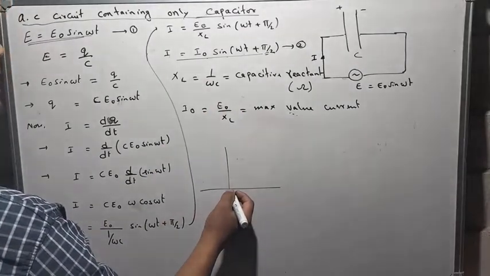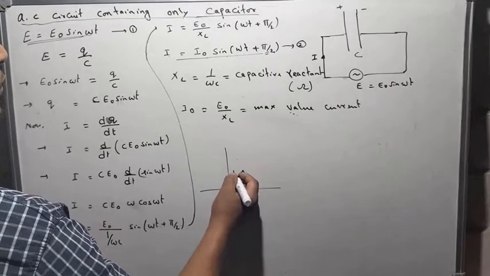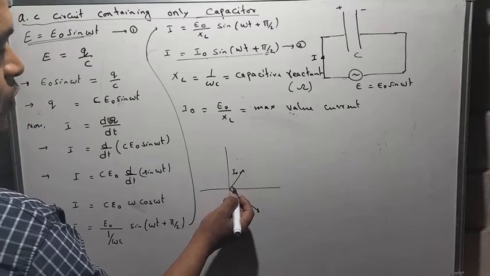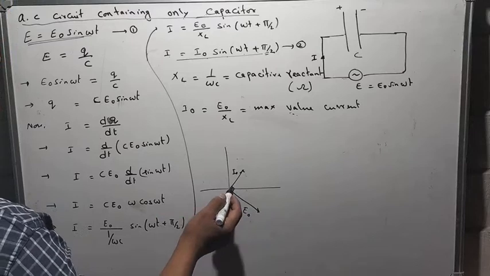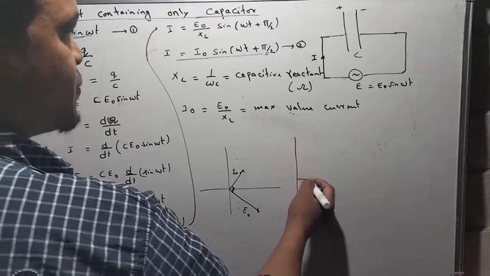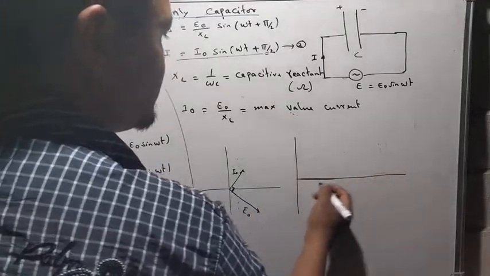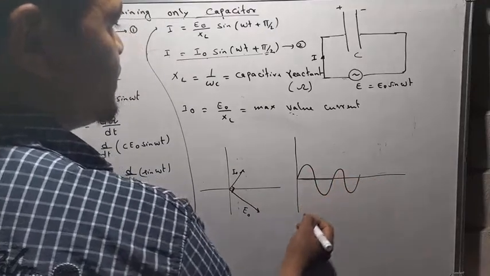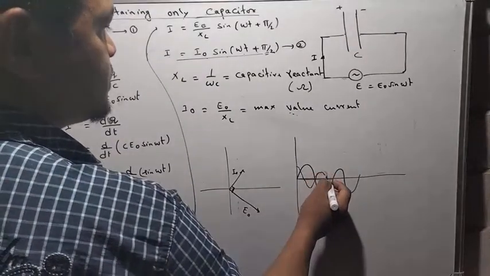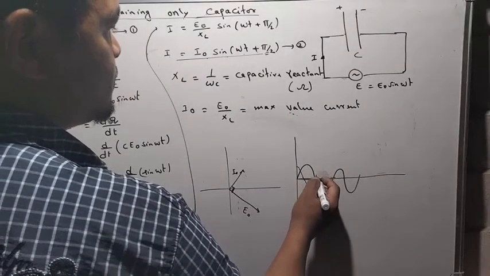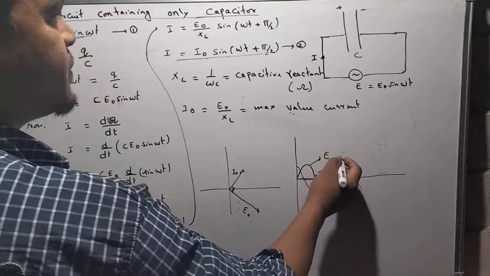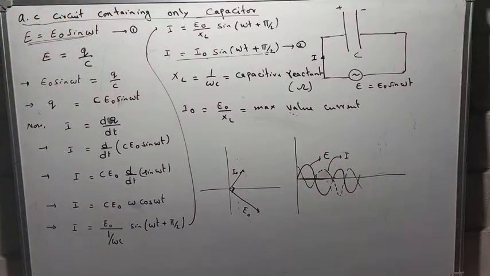So when you represent the two waves using a phasor diagram, if this is my current, this is my EMF, and the phase difference between the two is pi by 2. Similarly, if you represent the two waves graphically, if this is my EMF, then this is the current.